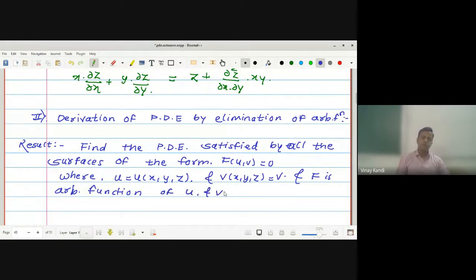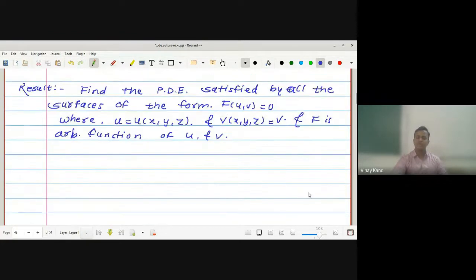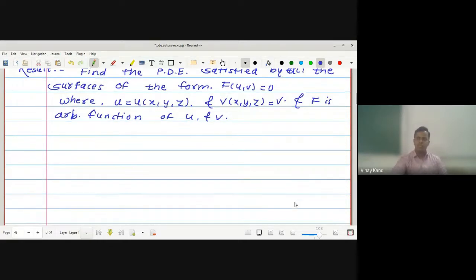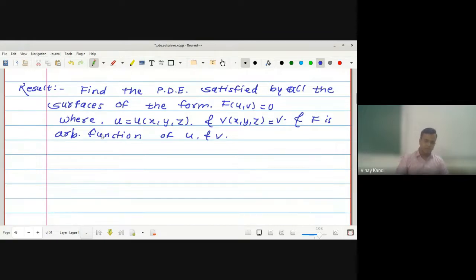Find the partial differential equation satisfied by all the surfaces of the form f of u, v equal to 0, where u is a function of x, y, z and v is a function of x, y, z, and f is the arbitrary function of u and v. So in general we are going to prove it. Later, when taking examples, you will get particular examples. Now look at the proof.